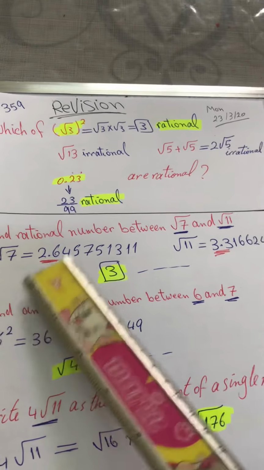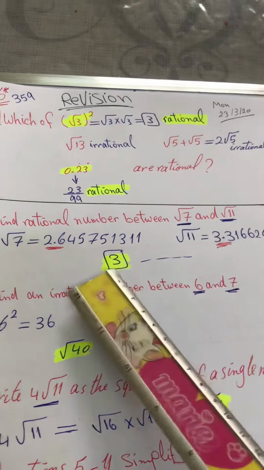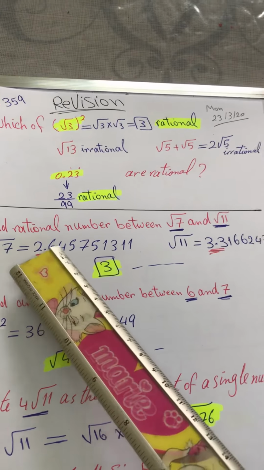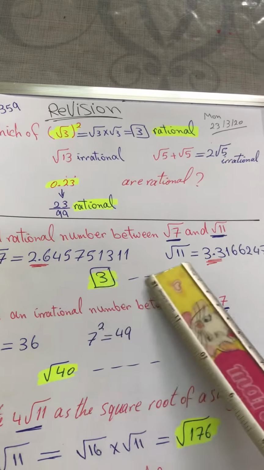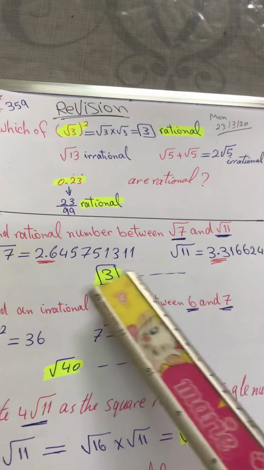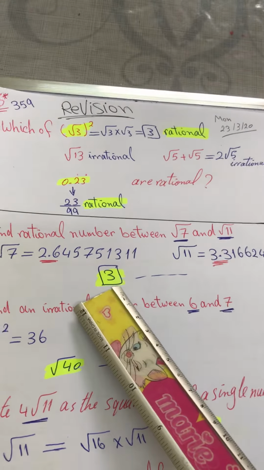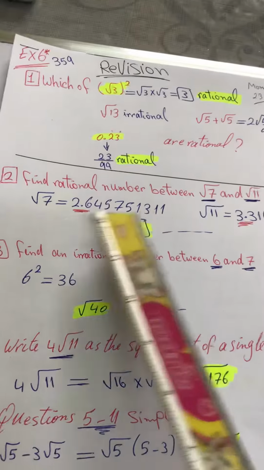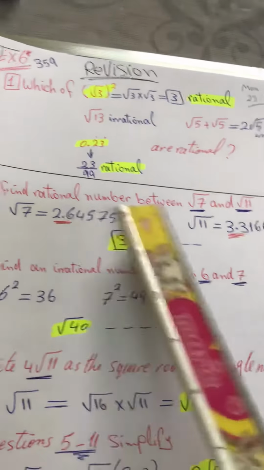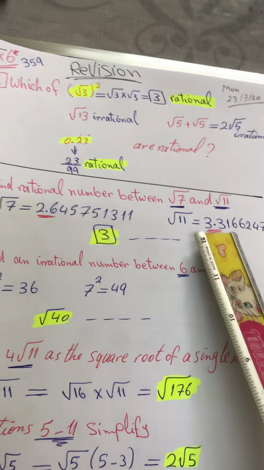I have 2.6 and 3.3. We can take 3. We can take 2.7. We can take 2.8. We can take 2.9. We can take 3.1, 3.2. I prefer to take 3. This is my answer, and we can find a different answer, but between 2.6 and 3.3.